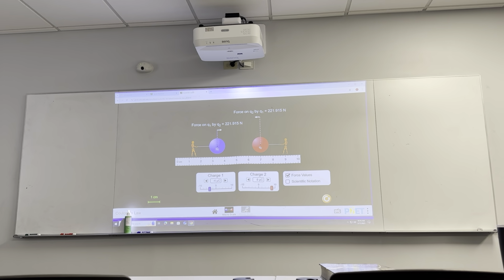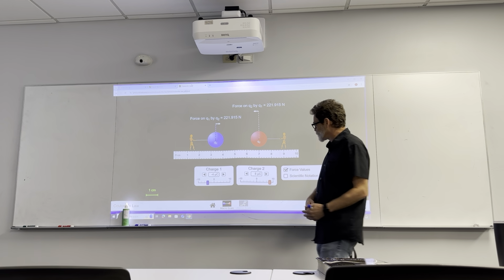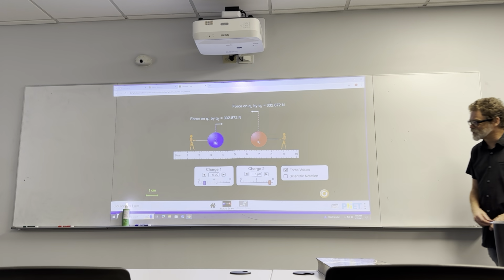So anyways, this is the idea, and you can see the force here. It depends on the size of the charges. So if I make the charge bigger, the force is going to get bigger. See that? And smaller. And what do you notice here on each of these particles?